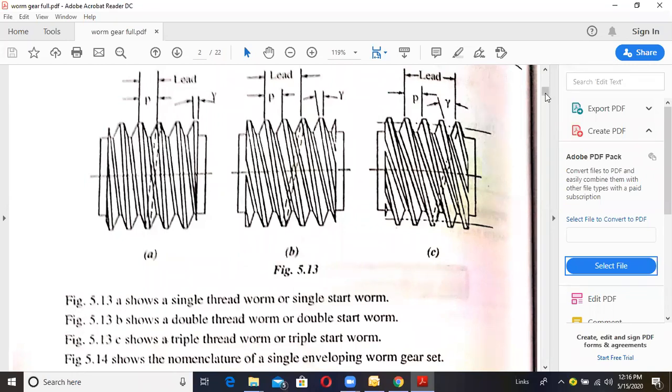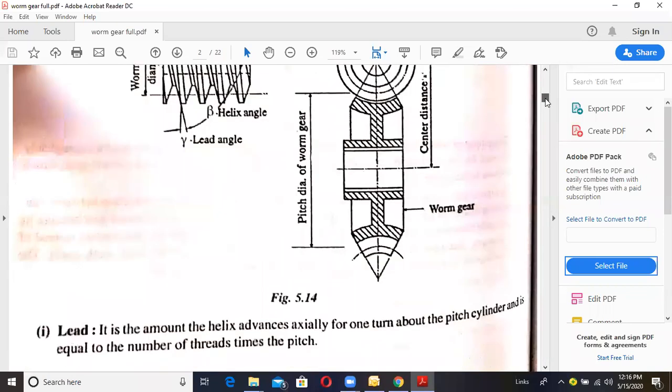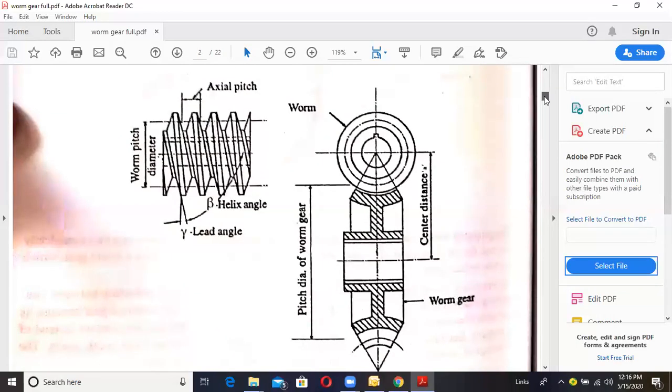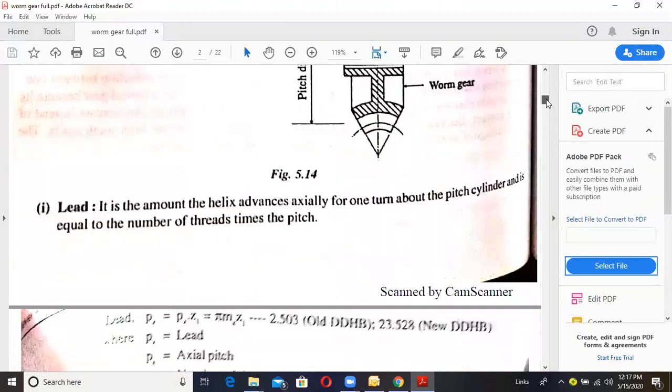Now consider this figure. Same thing, but here we have taken the worm gear. Here we have the worm pitch diameter, from here to here. This angle is gamma, the lead angle. And the actual pitch is the distance from one end of the pitch to the other end of the pitch. Now we will see the definitions.